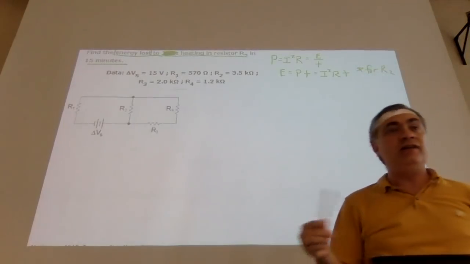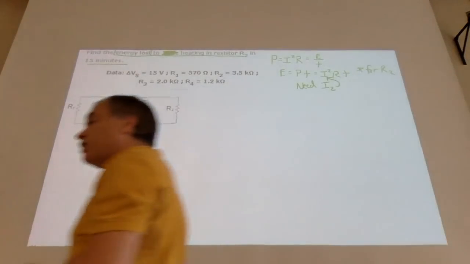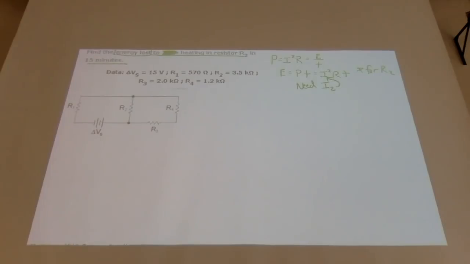The thing I'm going to need to find is how much current is passing through that resistor. Okay? So I need I2 in order to be able to solve this. I need to find the current that's passing through resistor 2. And we're going to go through a whole sequence of events to find that. All right? So the first thing I need to do to be able to sort this out is to just simplify the circuit all the way down to one resistor, one equivalent resistor, one resistor to rule them all, if you want to think about it that way, okay?